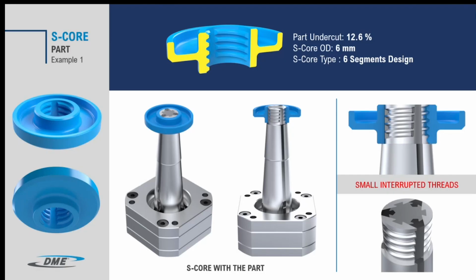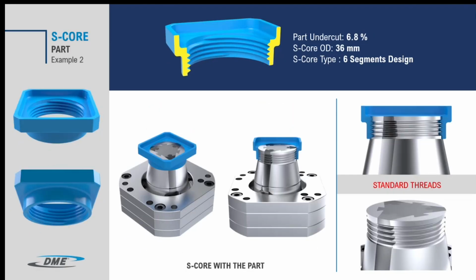Can you come to the next slide? Here you can see a standard threaded component. The undercut percentage is only 6.8%. Again, we are using a 6-segment system.